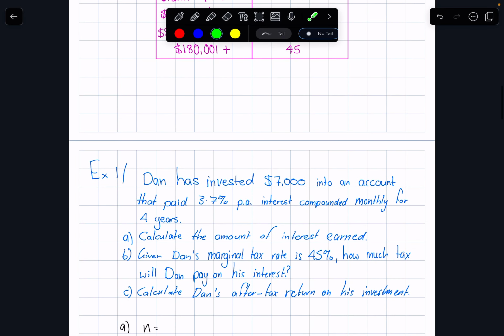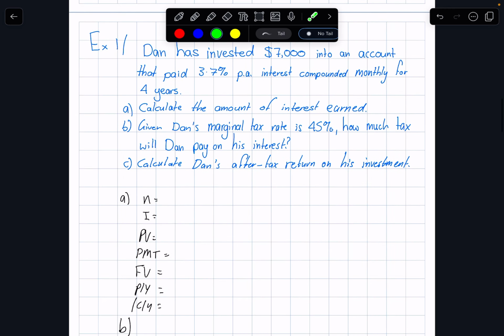We've got Dan, who has invested $7,000 into an account that paid 3.7% per annum interest compounded monthly for 4 years. We're going to calculate the amount of interest earned in the 4 years, and we're given Dan's marginal tax rate is 45%. How much tax will Dan pay on his interest? And then we're going to calculate Dan's after-tax return on his investment, so how much he actually earns. We start by calculating the interest earned, by figuring out how much money is in the account after 4 years. So we are trying to find the future value.